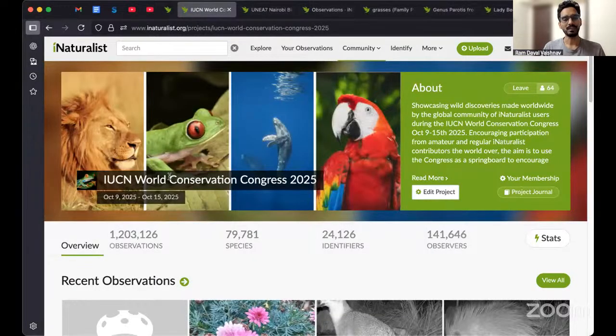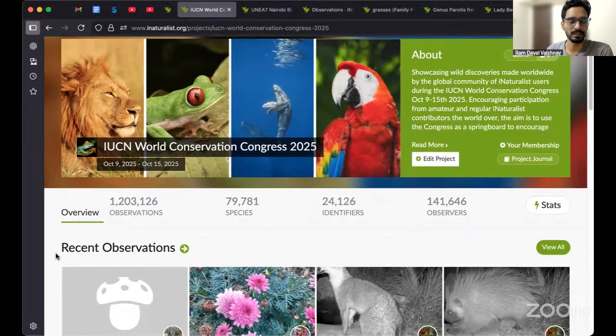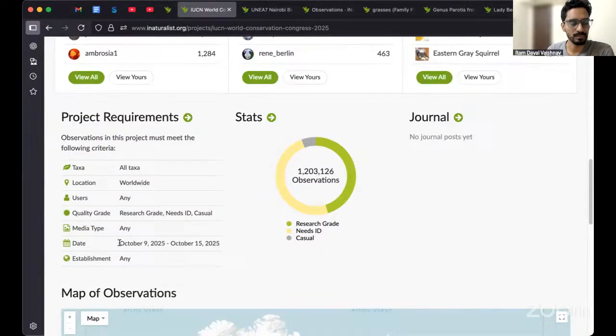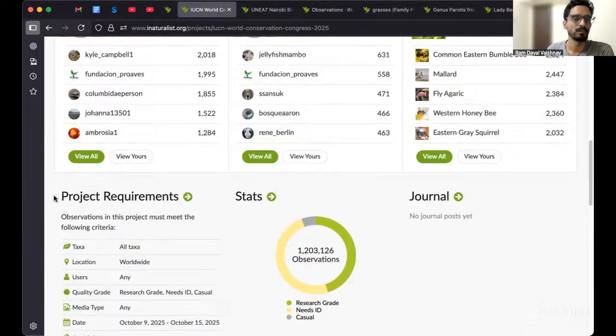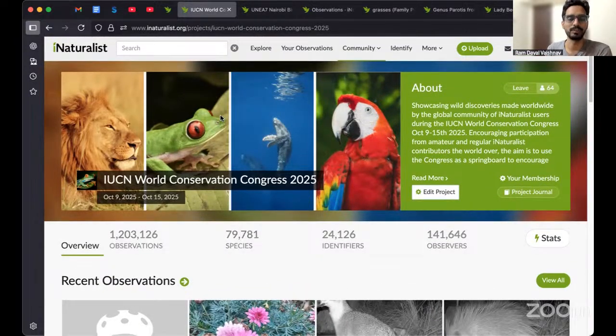As one of the examples of what Alison was saying about the kind of activities or projects people do on iNaturalist, this was the IUCN World Conservation Congress project. This was run by the IUCN Citizen Science Task Force, which I am part of as well. Between the 9th and 15th of October, all the observations from worldwide were contributed and collected in this project. Within less than a week's time, we can see 80,000 species were uploaded on iNaturalist. So this is one example of how this is working.